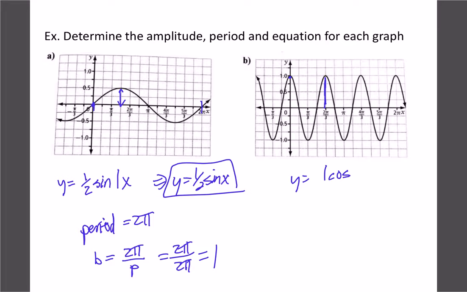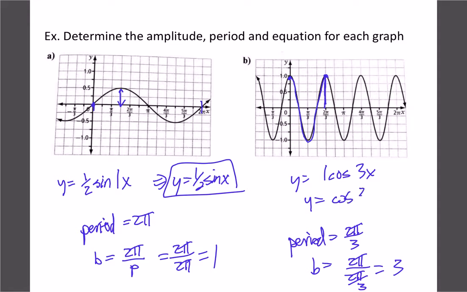We can see now our period, we're starting at 1, we're going down, back up to 1. So our period in this case would be 2 pi over 3. So our b value will be 2 pi divided by 2 pi over 3. If you do that fraction, you'd end up getting 3. So in this case, we got 1 cos 3x, and we don't really need the 1. We can just write it as cos 3x.